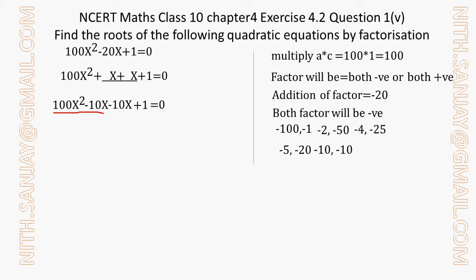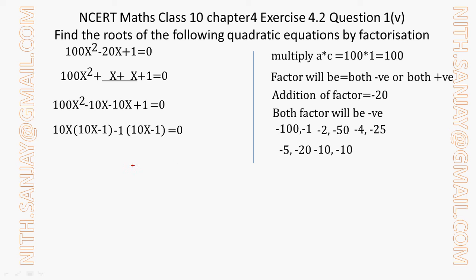Now I will take 10x common from these first two terms. If I take 10x common from these initial two terms, I will be left with 10x minus 1, because if I take 10x common from 100x square, I am left with 10x, and if I take 10x common from minus 10x, I am left with minus 1. Now I will take minus 1 common from the last two terms. I will be left with 10x minus 1. Why? Because if I take minus 1 common from minus 10x, I am left with positive 10x, and if I take minus 1 common from plus 1, I am left with minus 1. This is equal to 0.